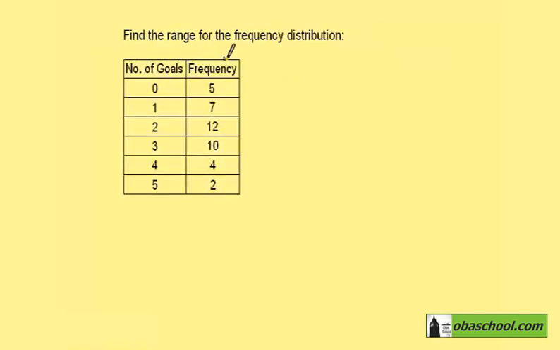We now want to find the range for the frequency distribution below. Always remember what a frequency distribution means. We start with 5 zeros. We then have 7 ones, 12 twos and so on, up to having 2 values which are 5.